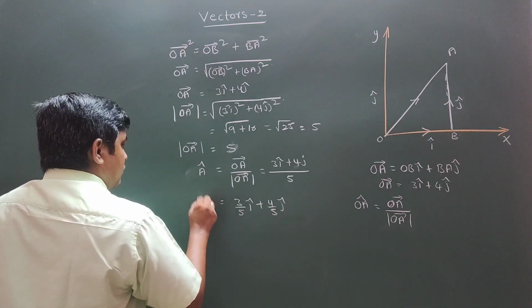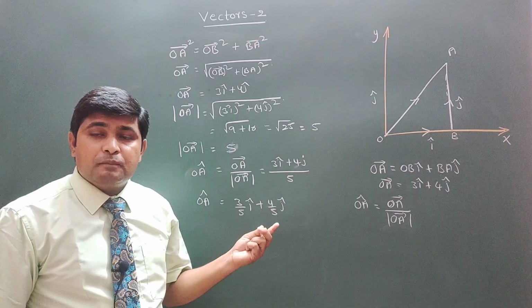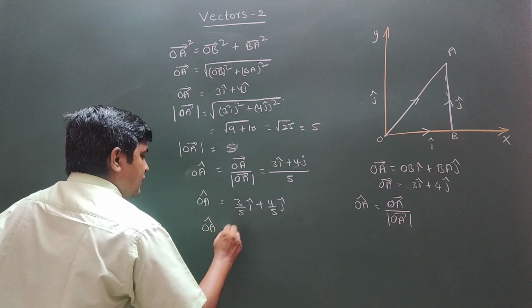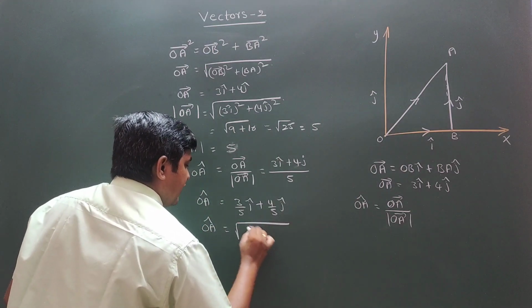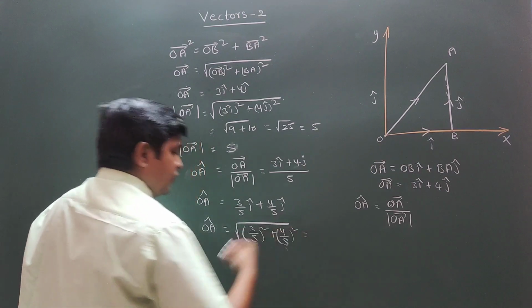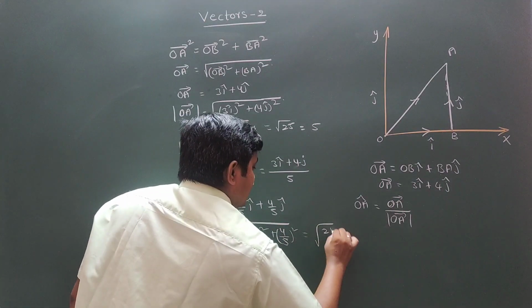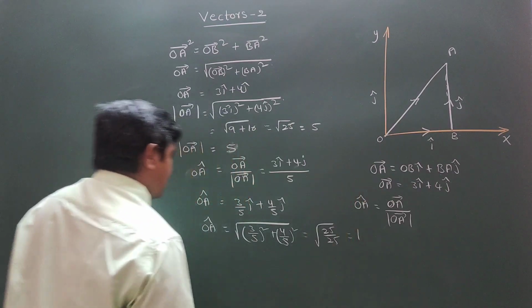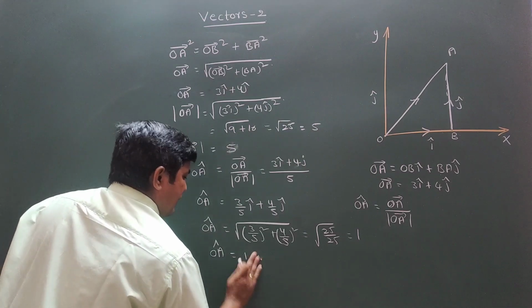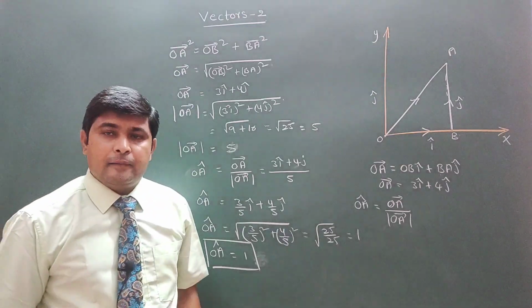Now this is OA cap. What is its magnitude? When we say that it is a unit vector, its magnitude should be 1. OA cap magnitude equals square root of 3 by 5 square plus 4 by 5 whole square. Now 3 square is 9, 4 square is 16, 25, square root of 25 by 25, you are going to get 1. Now what do you understand? OA cap has magnitude 1. So what can we call this? It is a unit vector.